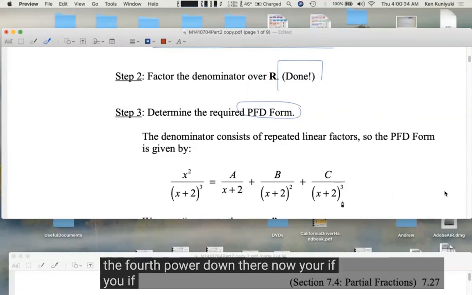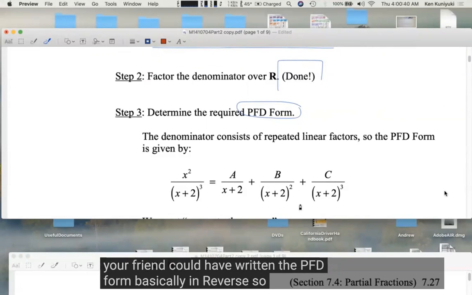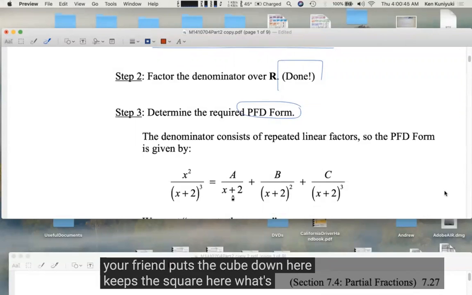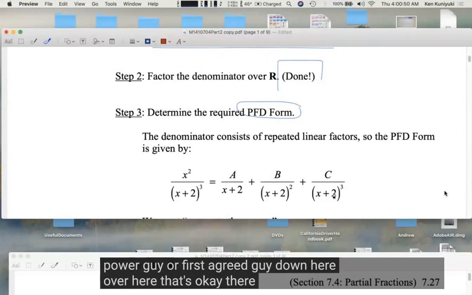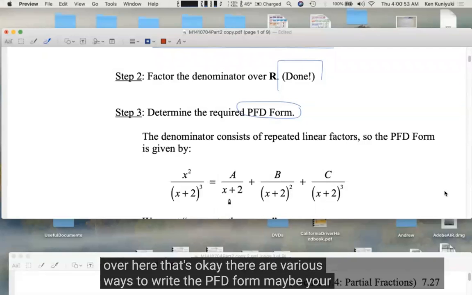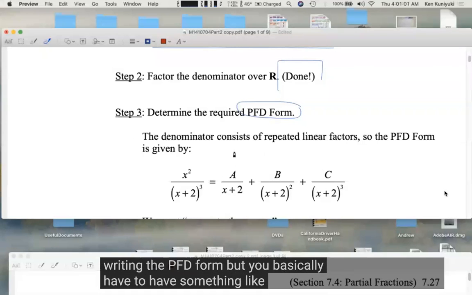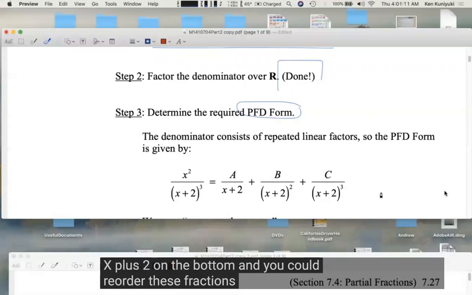Now, if you wish, your friend could have written the PFD form basically in reverse. So maybe your friend puts the cube down here, keeps the square here, puts the first power down here. That's okay. There are various ways to write the PFD form. Maybe your friend likes to decrease the power. That's fine. But you basically have to have something like this, where you have unknown real constants on the top and the first, second, and third powers of x plus 2 on the bottom. And you can reorder these fractions. That's fine.